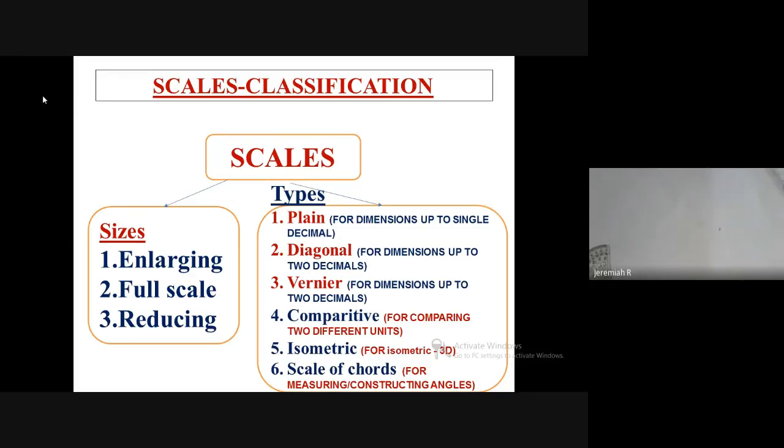Okay, so comparative, isometric, scale of chords. There is no syllabus for those, but comparative is if you want to measure 2 units. Isometric is if you want to measure 3D. If you want to draw a 3-dimensional object on a 2D sheet, that is called isometric projection. In that case we'll use isometric scales. The scale of chords is used if you want to measure or construct some angles. So plain, diagonal, vernier, just imagine whatever scale is available in the geometry box. Similarly, the plain, diagonal, vernier is like a scale in the drawing geometry box.